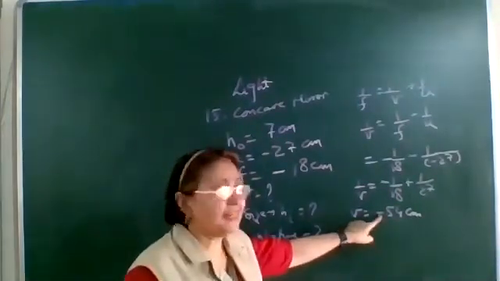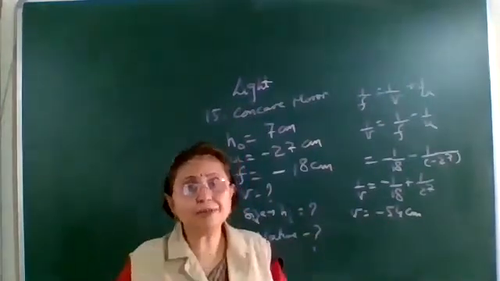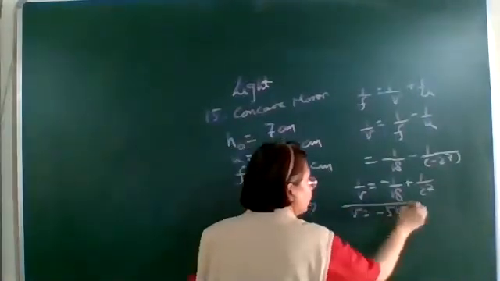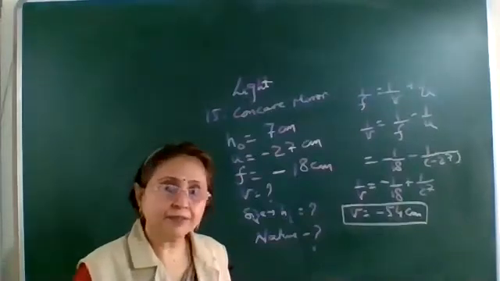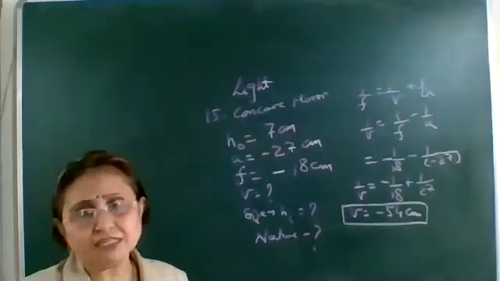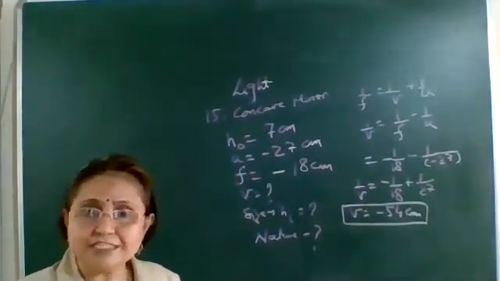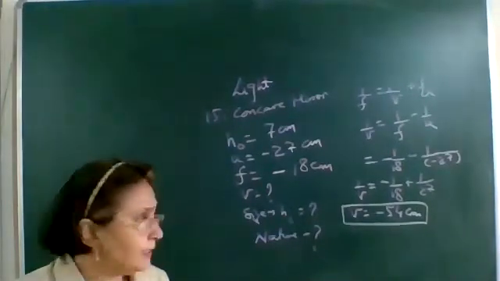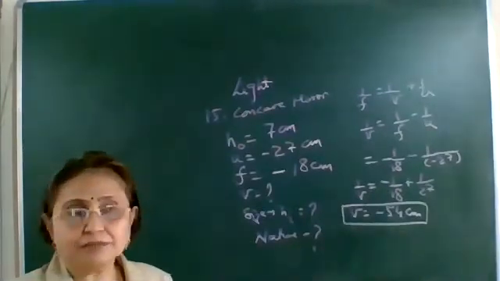Now, what is this negative sign indicating? Minus means the image is formed in front of the mirror. It will move along the minus x-axis. So the image distance is minus 54 centimeters. Or you can say that it is 54 centimeters in front of the mirror. One and the same thing. Either you write it as minus 54 centimeters, or you can say that the image is formed at 54 centimeters, where? In front of the mirror.